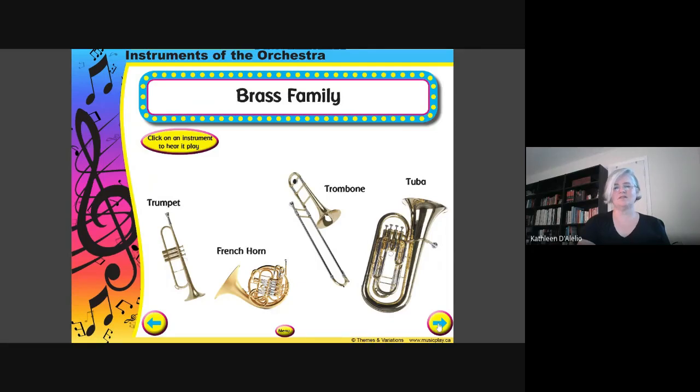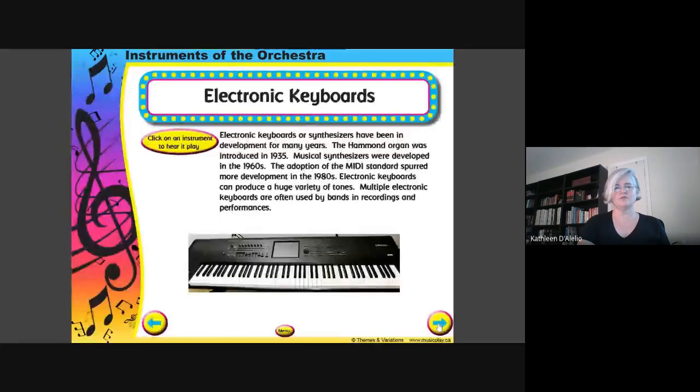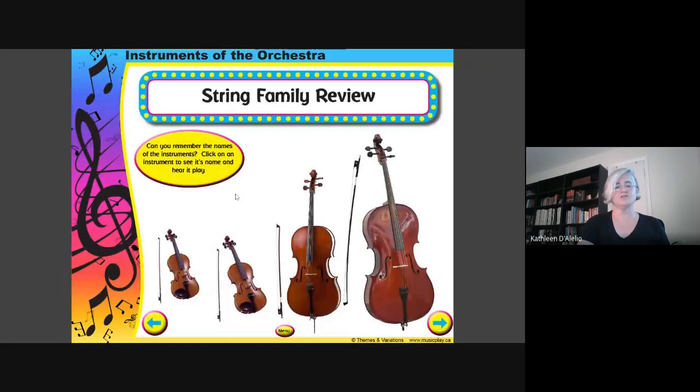Okay, so before we go, we're going to just review the string family. Just a quick review of what we did last week. And then I'll let you go. You've got lots that you can do on your own. So just remember our rule that we were talking about today. The smaller the instrument, the higher the sound. So do you remember which string family instrument would be the highest? Which one is the smallest? Remember the name?